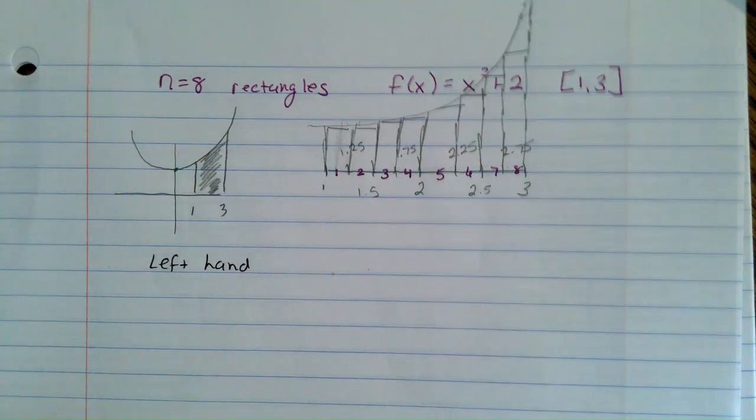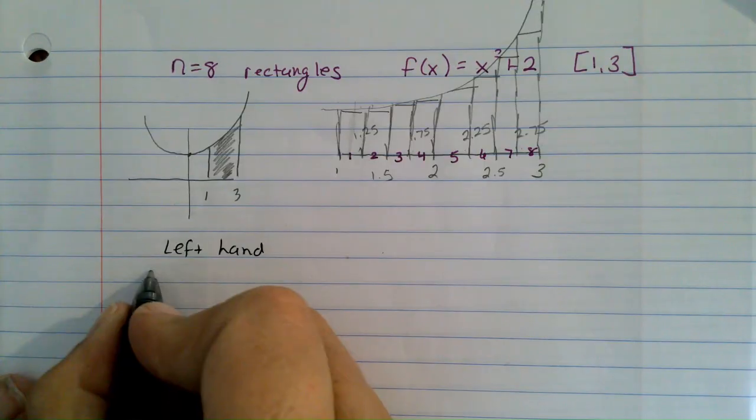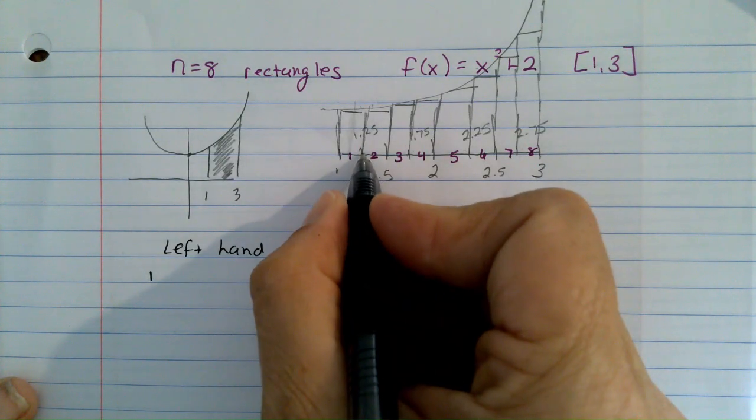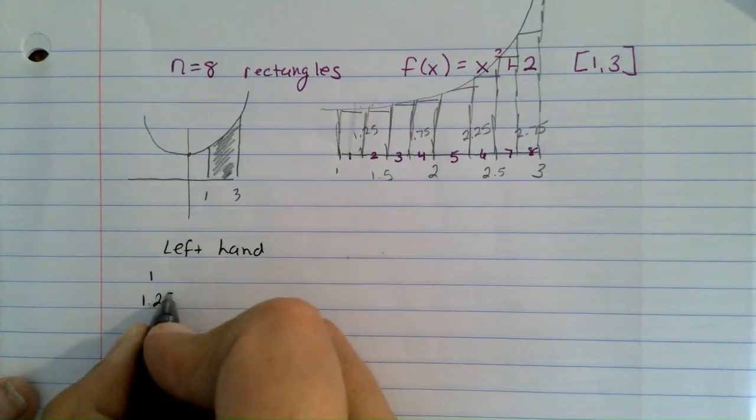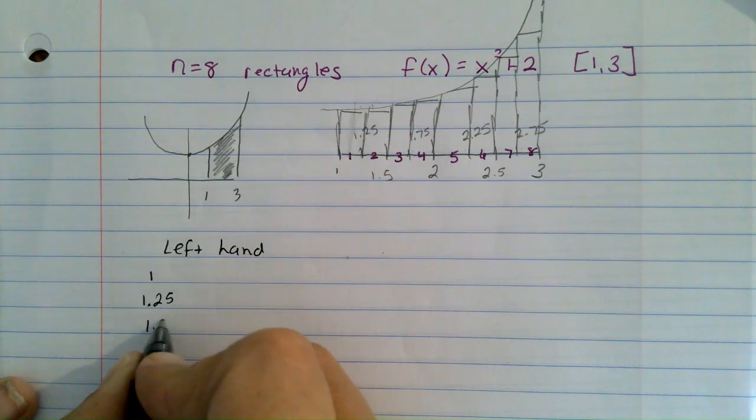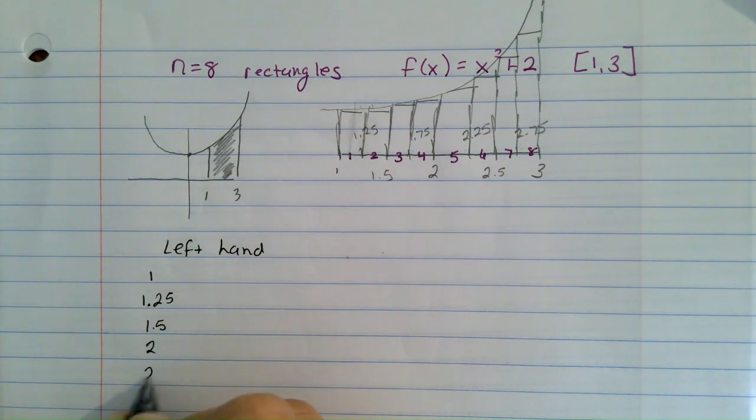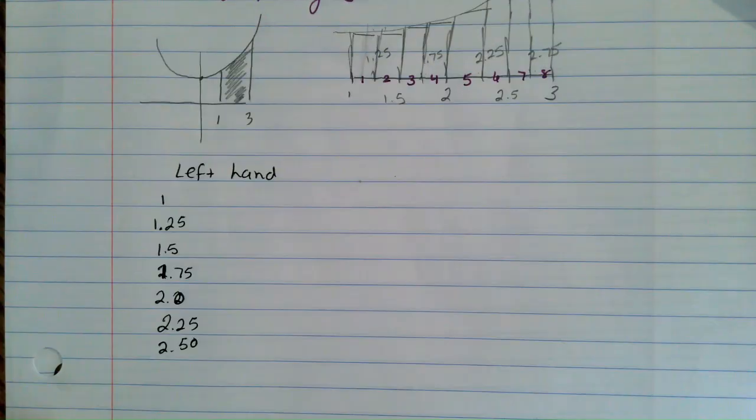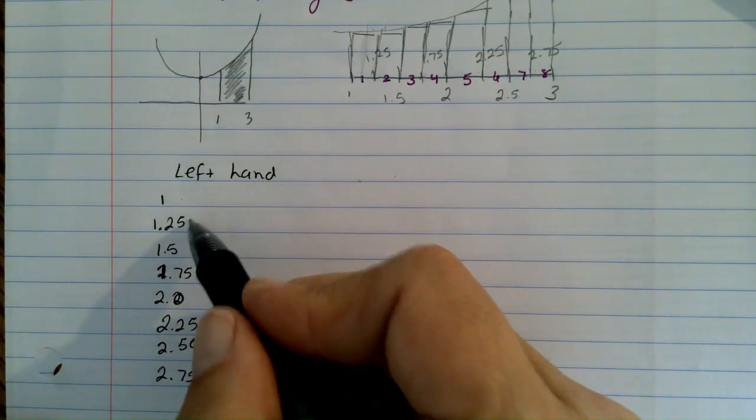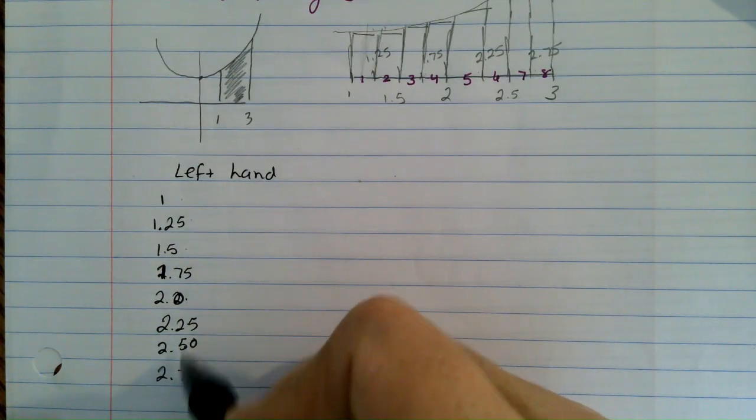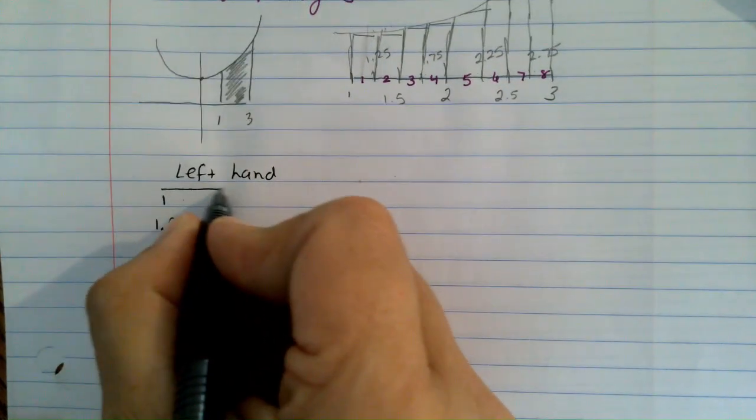So our first rectangle starts at 1. Our second rectangle starts at 1.25. And then 1.5, and then 1.75. Whoops, I forgot 1.75. Then 2, 2 1/4, 2.5, and 2.75. That's our 1, 2, 3, 4, 5, 6, 7, 8 x values, right?